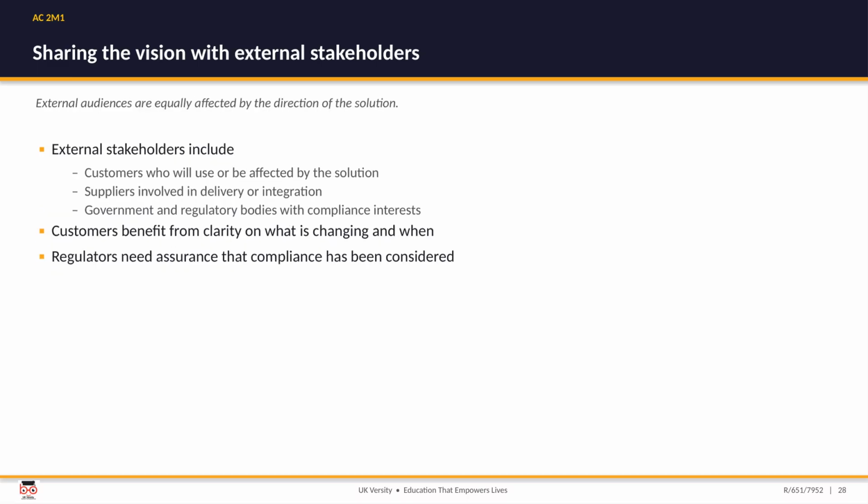External audiences are just as affected by the direction the solution takes. They include the customers who will use it or feel its effects, the suppliers involved in delivery or integration, and the government and regulatory bodies with a compliance interest. Customers benefit from clarity about what is changing and when, so there are no nasty surprises. Regulators, meanwhile, need assurance that compliance has genuinely been thought through. Sharing the vision outward is how you keep all of them aligned rather than reacting late.